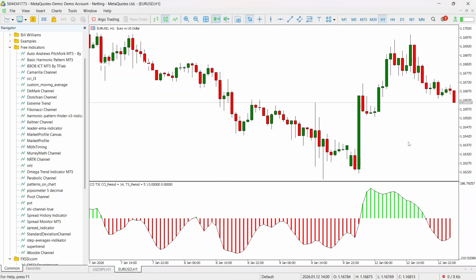Traders must be aware of overfitting when using this indicator. They must also be aware of subjectivity in interpreting thresholds and varying effectiveness across different market conditions. Always test and combine the T3 CCI indicator with other tools and risk management.